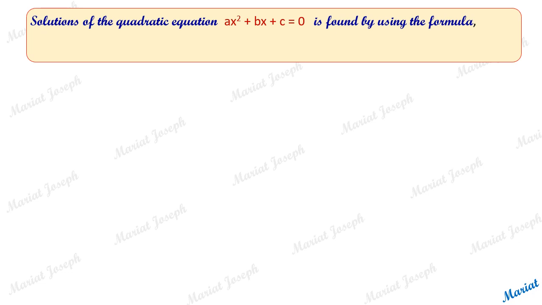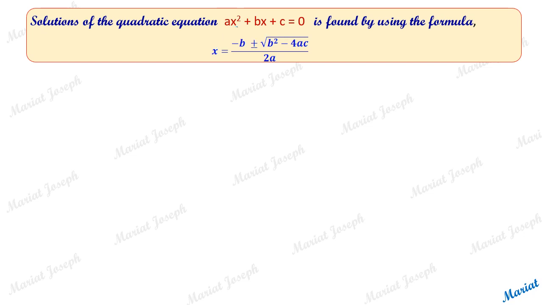Let's begin with something that we are already familiar with. Quadratic equations of the form ax² + bx + c = 0. We can solve it by using the formula x = (−b ± √(b² − 4ac)) / 2a. x is the variable and we can find the value of x. That is what we mean by solving the equation. This we are familiar with.